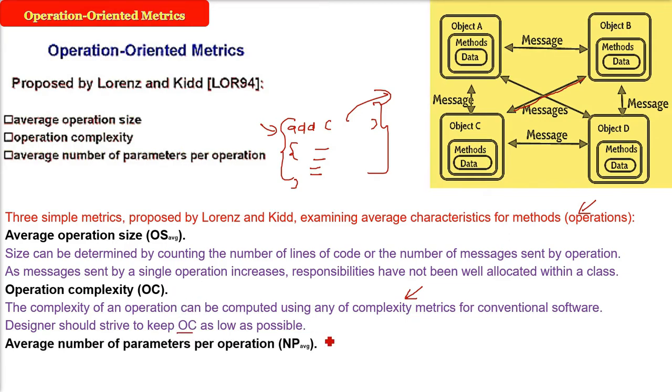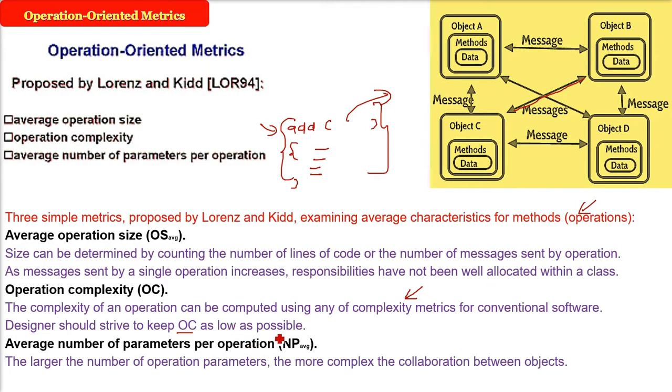And then comes the average number of parameters per operation. So in an operation, in a method, how many parameters are there? The input parameters, the output parameters. The larger the number of operation parameters, the more complex the collaboration between objects will be. So the input parameters and output parameters have to be as few as possible. So the MP average should be as low as possible.